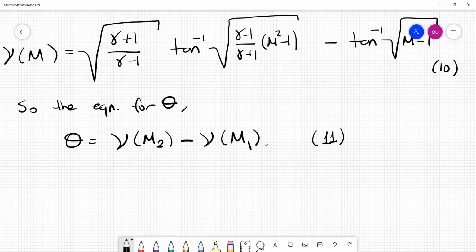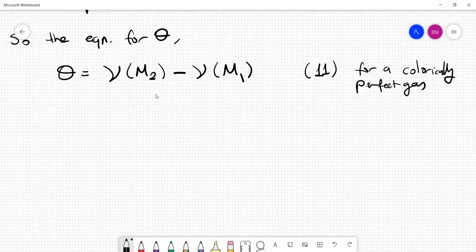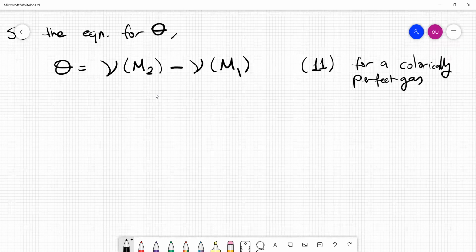Here, nu(M) is given by this equation 10, and this is for a calorically perfect gas, because assuming gamma is equal to 1.4 and all that, this is true. So how do we actually make use of this when we are dealing with Prandtl-Meyer expansion problems in supersonic flow? There's a procedure. I will write down the procedure step by step. It consists of 4 steps.